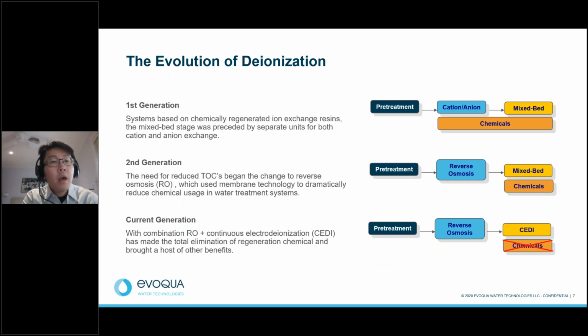In the very early days, all of the water systems were based on resins. Instead of RO, there was the cation bed and also the anion bed, followed by the mixed bed DI. In the 1980s, there was a need to reduce more of the TOC, so the RO system came in, and the cation bed and the anion bed were taken away, which also reduced a lot of the chemical usage in the water system. Since the 2000s, CDI started to come into the picture, and there is a combination of RO and CDI. It has completely eliminated the need for regeneration chemicals, and it also brought in a lot of other benefits too.